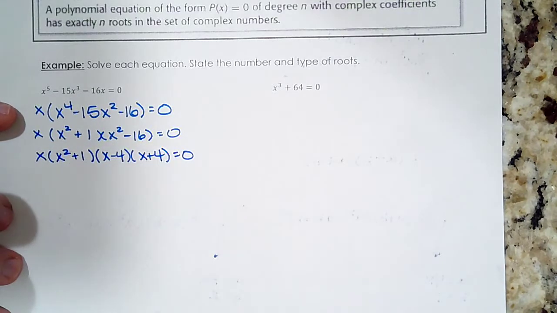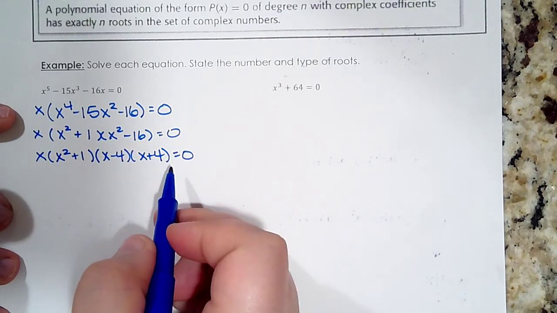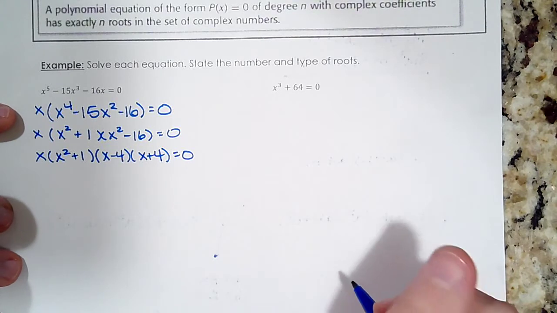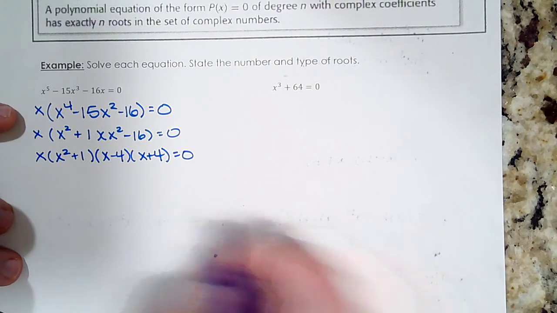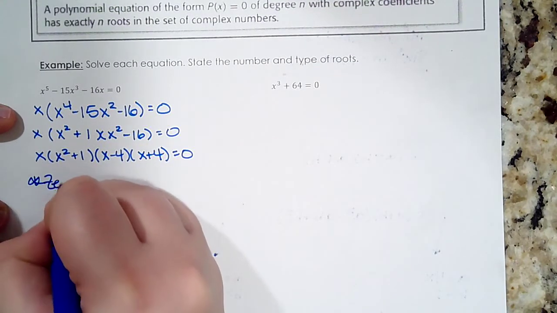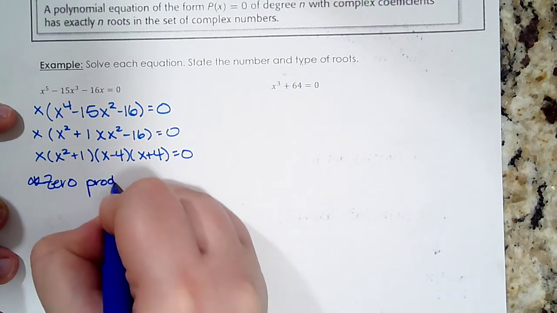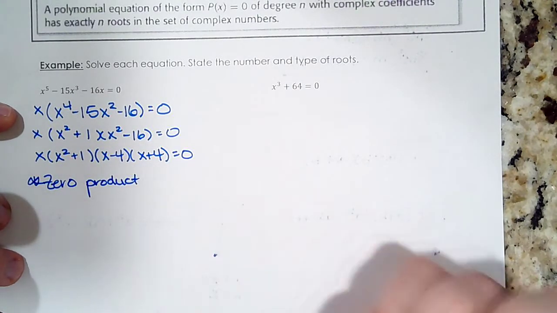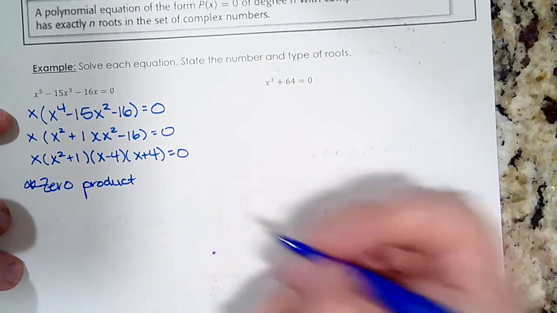And this is x. At this point, I can't break anything down further, so I have to use my zero product property. If you didn't remember that one, that says that when things are multiplied to equal 0, 1, 2, or all of those things could equal 0.